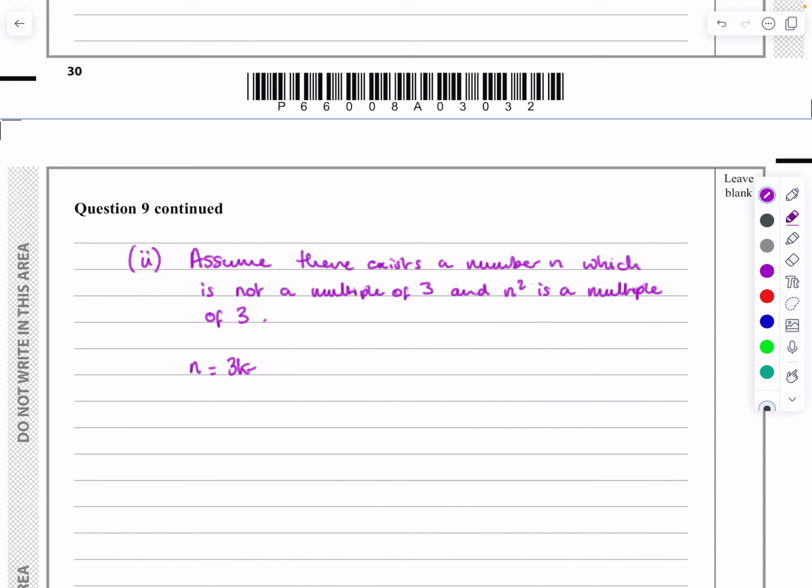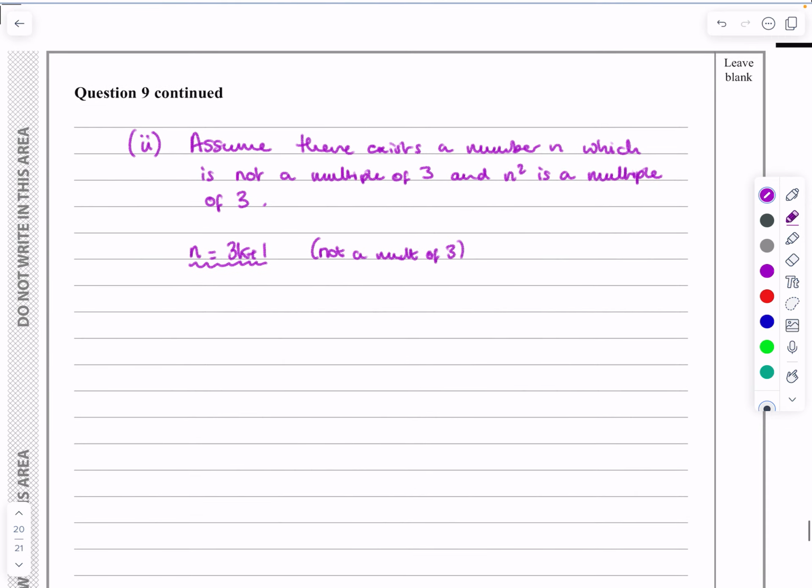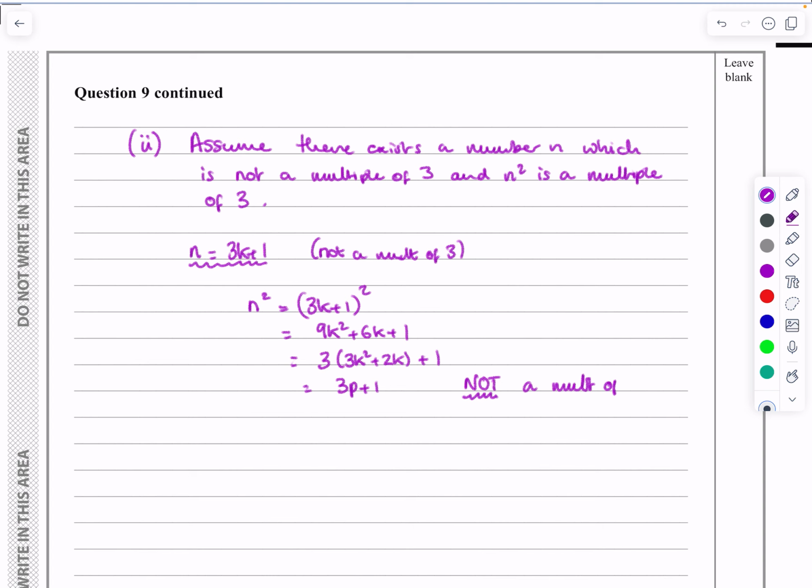So if n is equal to 3k plus 1, not a multiple of 3, making it clear, what happens if I do n squared? Well, n squared is equal to 3k plus 1 squared, which is 9k squared plus 6k plus 1. Well, if I take 3 as a factor out of that first bit, I'm now writing that down as 3p plus 1, not a multiple of 3. So that's the first bit that doesn't work out.